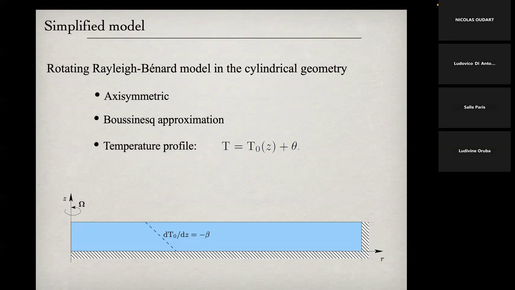So it's an unstable profile on which we superimposed a temperature perturbation, denoted here as theta. And you can see that the domain is elongated with an aspect ratio of 10, as it is the case in a real tropical cyclone.